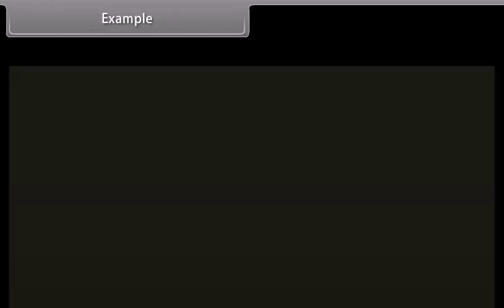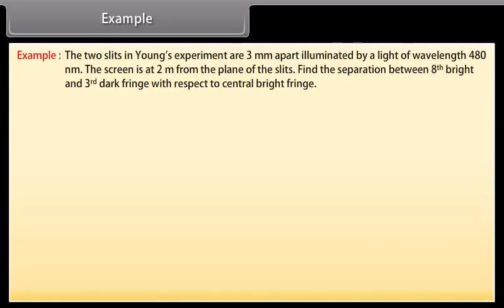Example. Let's take an example on Young's double slit experiment. The two slits in Young's experiment are 3 mm apart, illuminated by a light of wavelength 480 nanometer. The screen is at 2 meters from the plane of the slits. Find the separation between the 8th bright and 3rd dark fringe with respect to the central bright fringe. Let's see the solution.